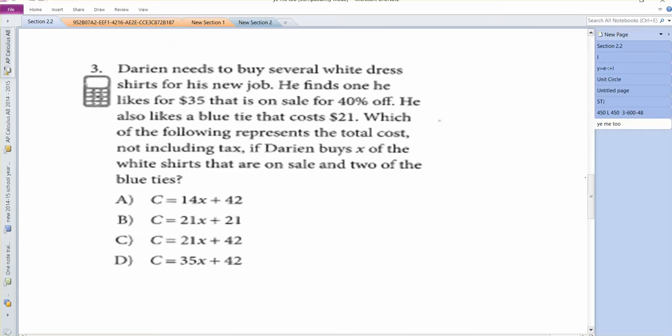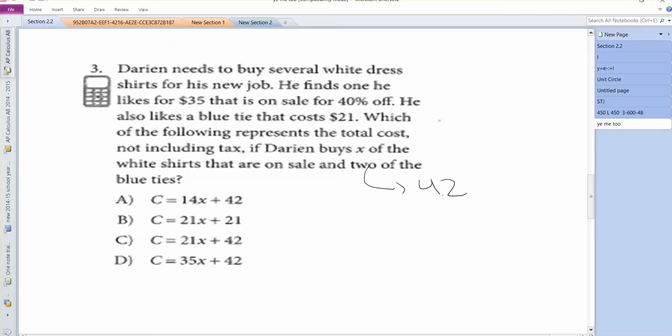So Darren needs to buy several white dress shirts for his new job. He finds one he likes for 35 bucks that's on sale for 40% off. He also likes a blue tie that costs $21. Which of the following represents the total cost, not including tax, if Darren buys x of the white shirts on sale and 2 of the blue ties? Well, if he's buying 2 blue ties, we know it's 42 bucks, guaranteed.